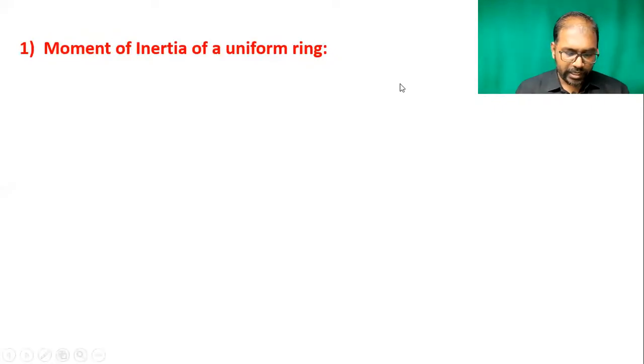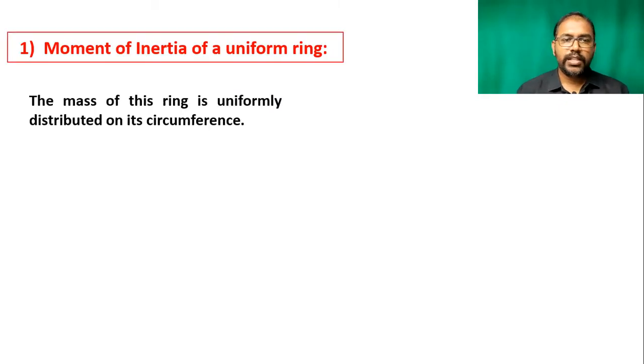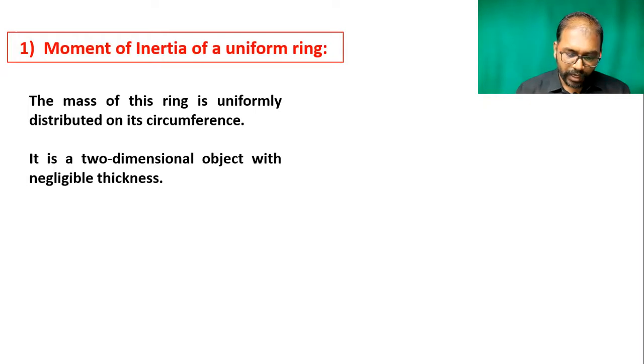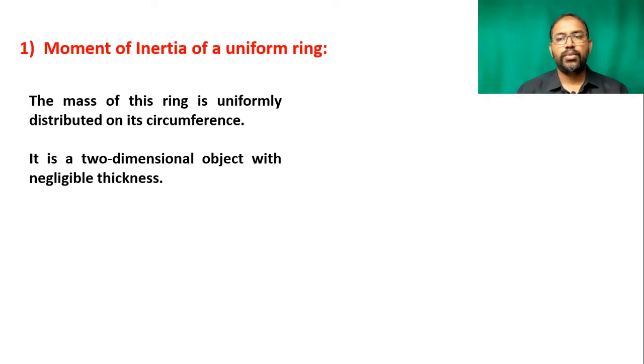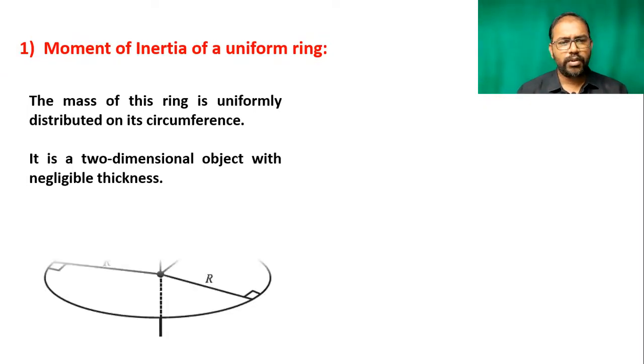Now next article is moment of inertia of uniform ring. Now we consider a ring. A ring is a two-dimensional object whose thickness we are considering very small. So you can see this is a ring.